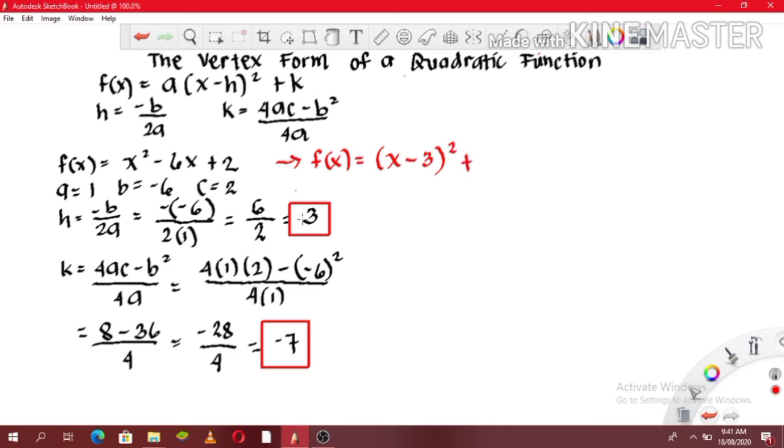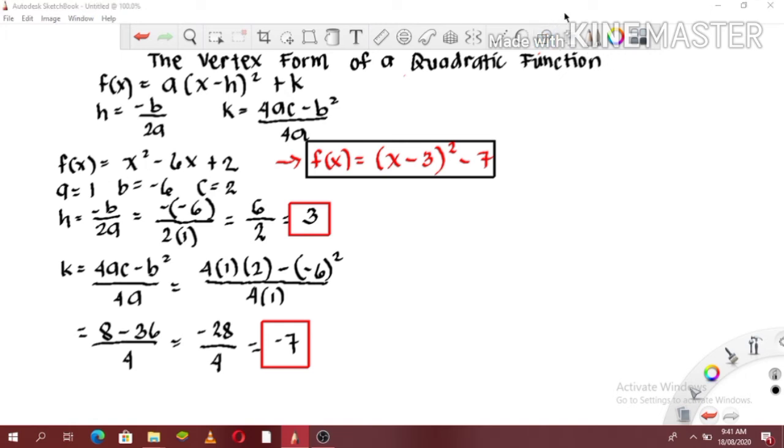Ano ba yung k natin? Plus negative 7. O para mas maayos po siyang tignan, diretso na pong minus 7. So, this is the vertex form of our given function. Itong function na ito. Okay po, yan ang kanyang vertex form.